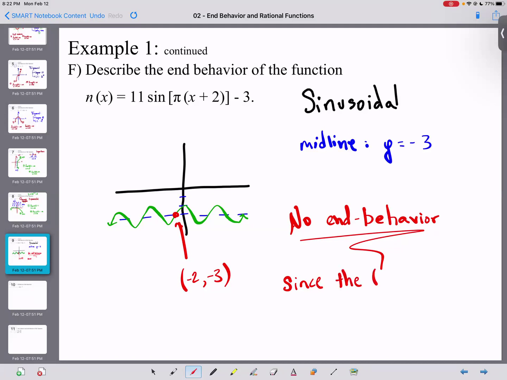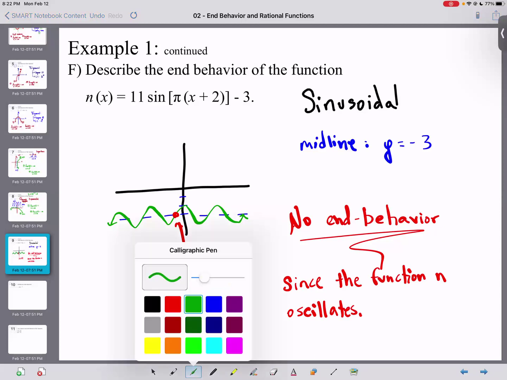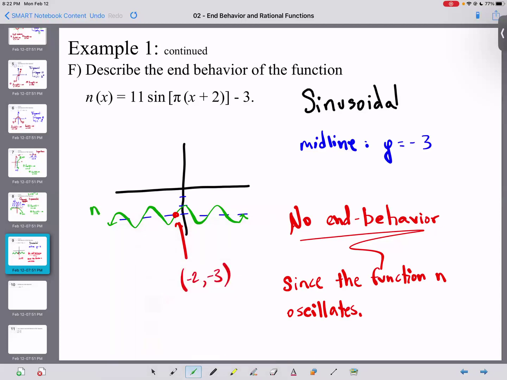No end behavior since the function oscillates. That's the word, oscillates. So this function here, the sinusoid, since it's going up and down, up and down, up and down, has no end behavior because it's never going one direction. It's sometimes rising, sometimes falling, sometimes changing direction. Since it oscillates, there's no end behavior.